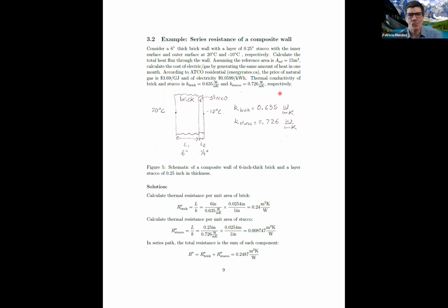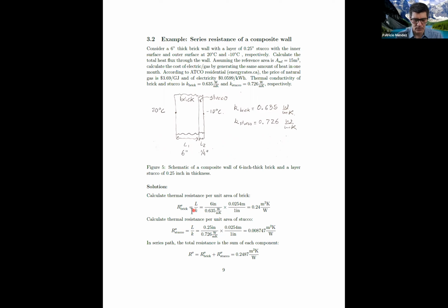If we want to know how much money this wall is costing us in winter, we have to calculate how much heat goes through the wall. And to calculate how much heat goes through the wall, we need to calculate the heat flow through these 2 stages of conduction. First the brick, then the stucco. And let's do it per unit area first, and then we multiply by the total area to get a final result.